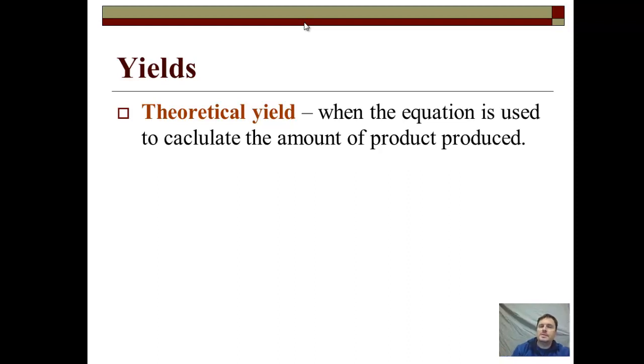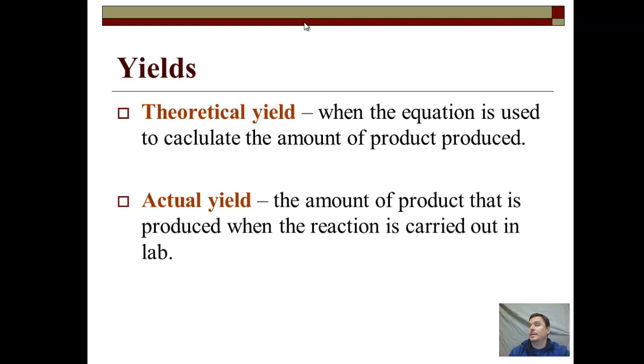Now what happens in the lab, we don't always get that amount. Okay, what we get in the lab is what we call the actual yield. This is the amount of product that is produced when we conduct the lab. Okay, you can think of them this way. Compare them to taking the test. Your theoretical yield is how much is that test worth? 100 points. Okay, your actual yield is kind of like your score. Well, I got a 95. I got an 85 out of 100. Okay, so percent yield is just a comparison of the actual yield to the theoretical yield.